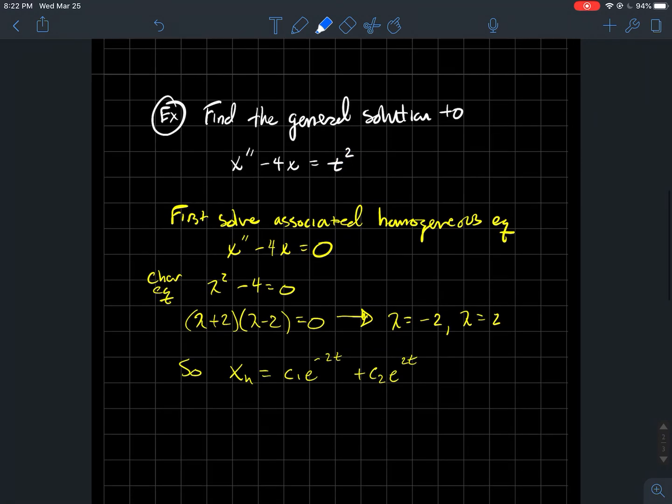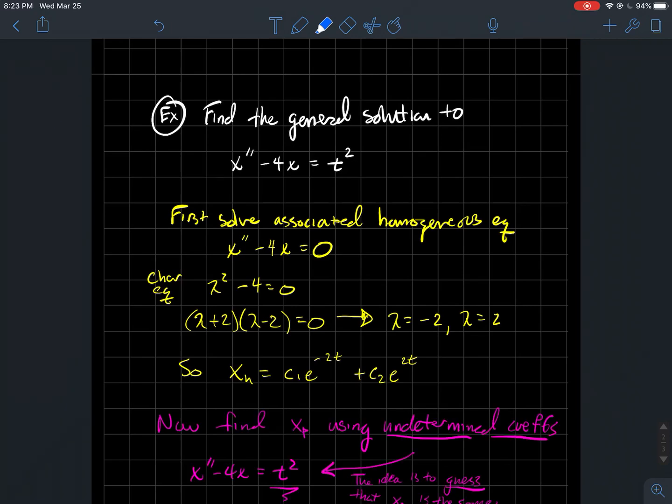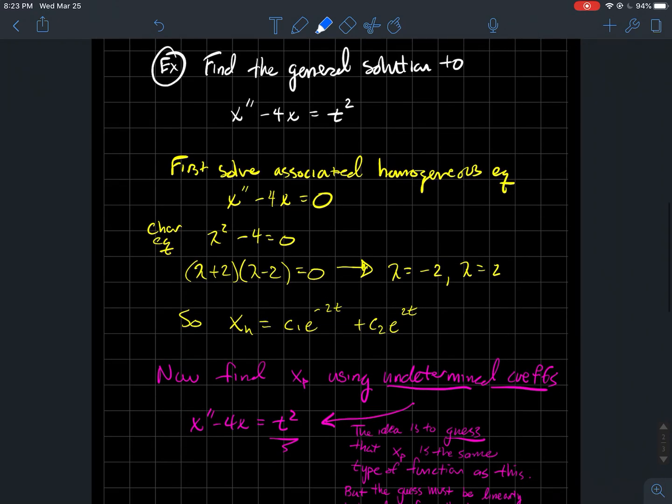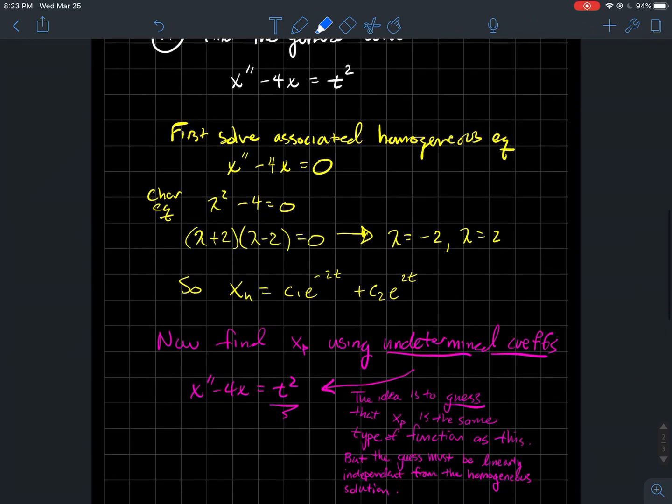So that one is a little bit easier. Your characteristic polynomial is lambda squared minus 4. Set that equal to 0, and you get your two roots, -2 and 2. And so xh is just c1 e to the minus 2t plus c2 e to the 2t. That was pretty fast. Now is the hard part. How do we find xp? We're going to use the method of undetermined coefficients to do that. I've said that phrase 2 or 3 times already. You should have no idea what I'm talking about.